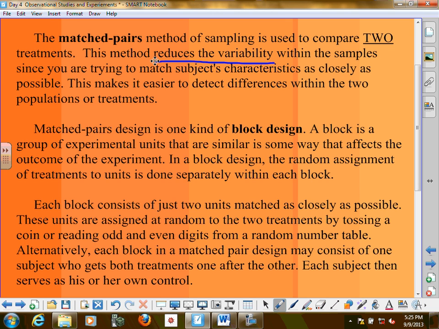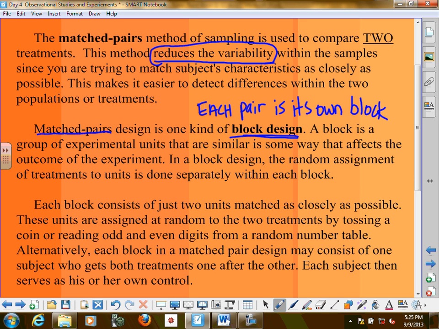Okay, it reduces the variability a lot because what you end up with is, so a matched pair is one kind of block design. Each pair is its own block.